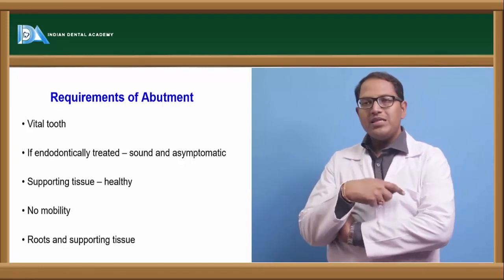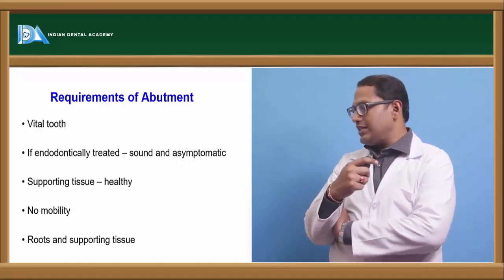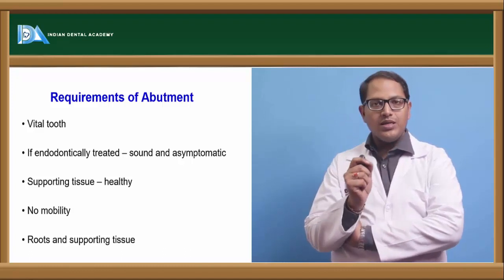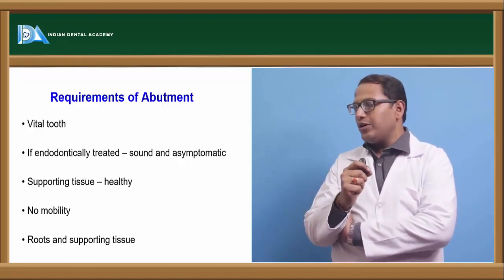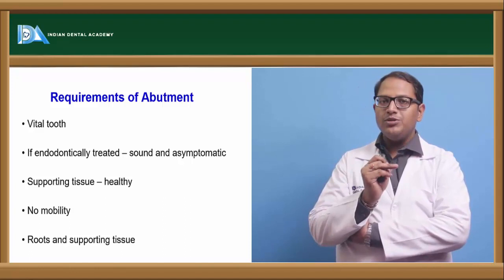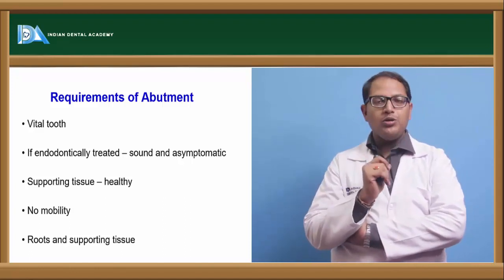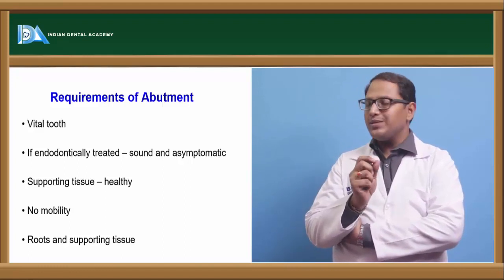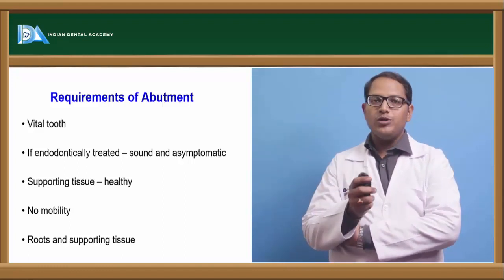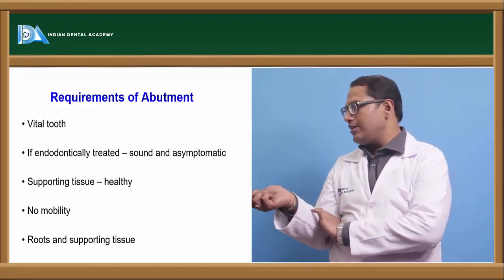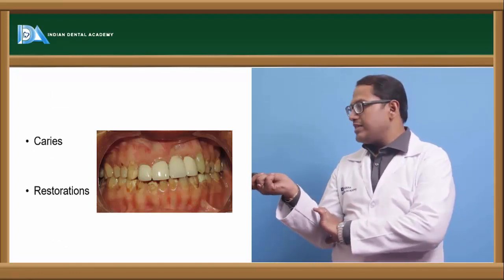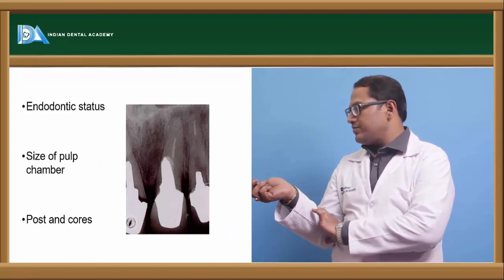Coming to the requirements of an abutment, the vitality of the tooth is important. If it is endodontically treated, it has to be sound and asymptomatic. Supporting tissue should be healthy. The periodontium should be healthy. There should be no mobility. And most important, the bone should be very much supporting. Roots and supporting tissues should be sound enough and there should be no caries. Caries and restorations, if present, should be completed.